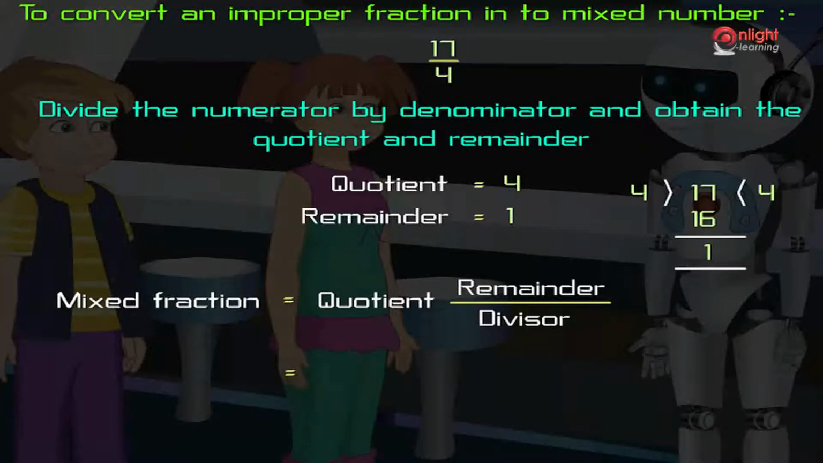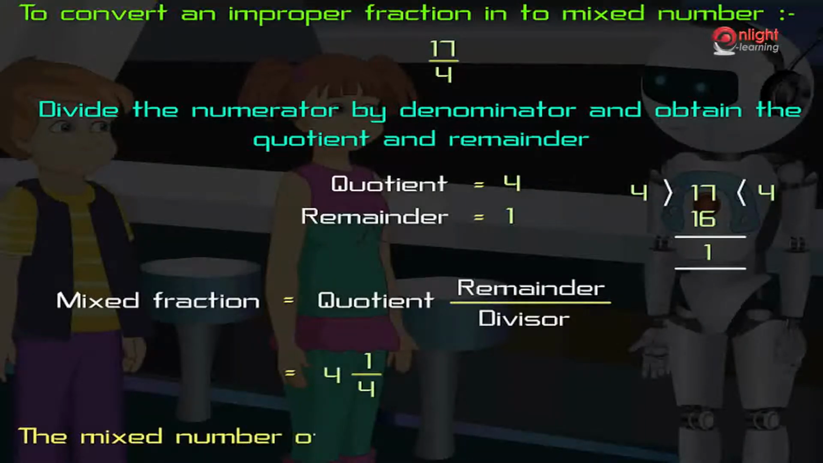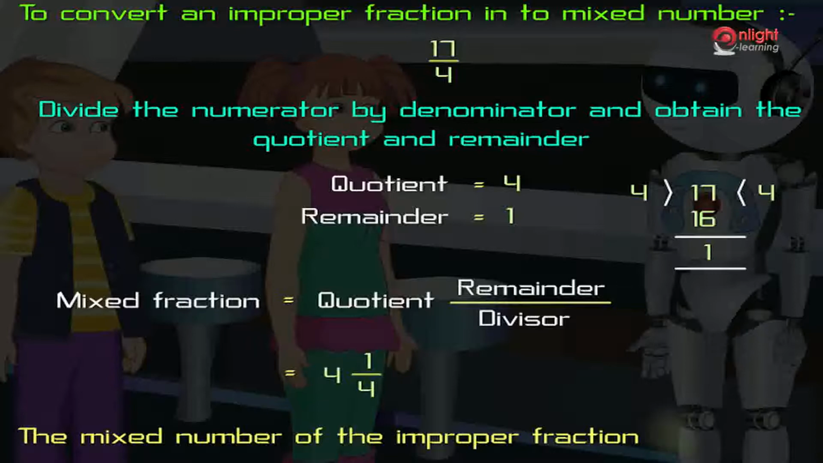That is, whole number part of the mixed number is quotient and numerator of the fractional part is remainder and denominator of the fractional part is divisor or denominator of the improper fraction. Therefore, the mixed number of the improper fraction 17 by 4 is 1 by 4.